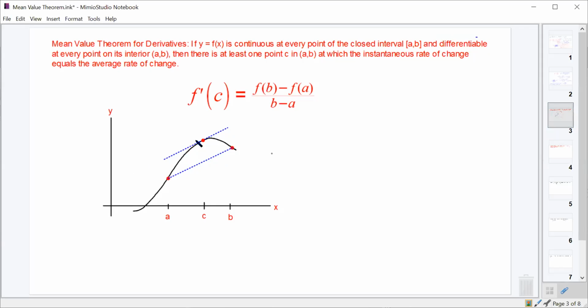So the instantaneous rate of change, the slope of the tangent line, is equal to the average rate of change, the slope of the secant line. Okay. That's what the mean value theorem says. And so the effective formula for that is f prime at C is equal to f of B minus f of A over B minus A. So it's the slope at some number C is equal to the slope between A and B. Does that make sense? And we see where this little formula comes from, or no?